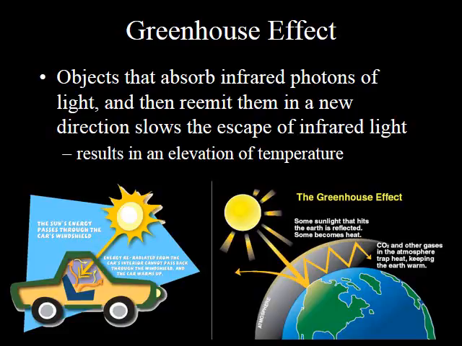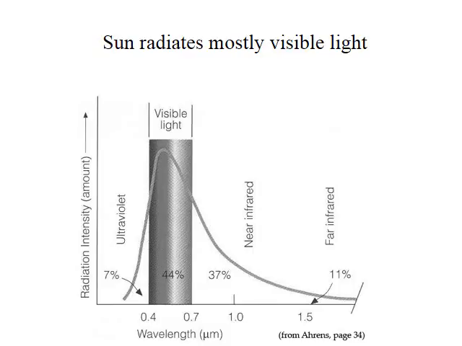the infrared light will actually slowly radiate out through the windows of the car. Same thing with the greenhouse effect. The greenhouse gases trap the infrared light, but it eventually will seep out. It just slows it down, so it keeps the heat close to the surface. The sun radiates mostly visible light and infrared light.